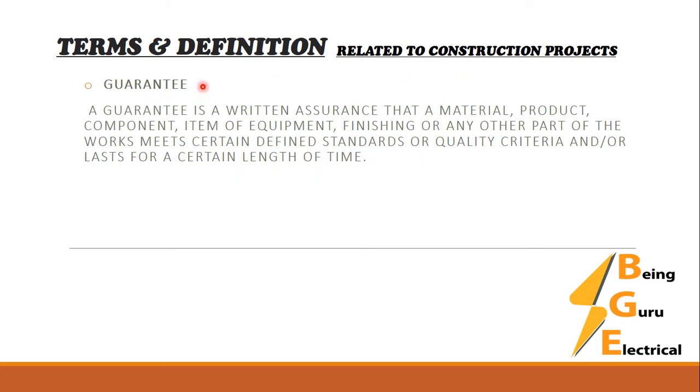Next we have guarantee. A guarantee is a written assurance that a material, product, component, item or equipment, finishing or any other part of the work meets certain defined standards or quality criteria and or lasts for a certain length of time.